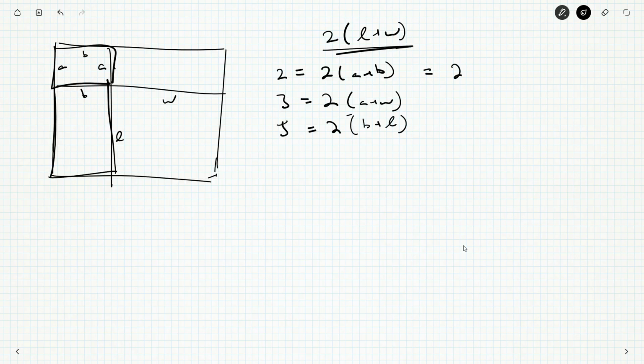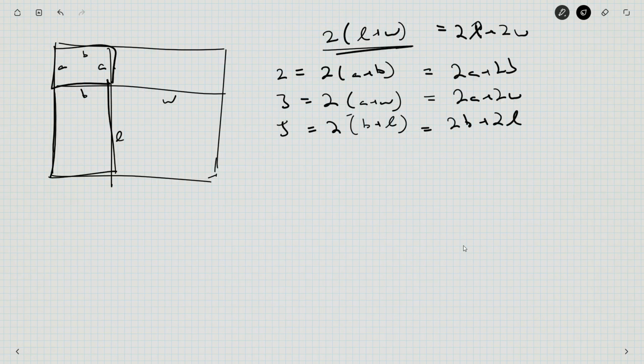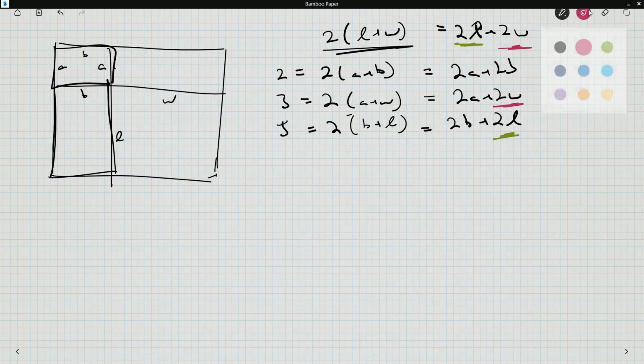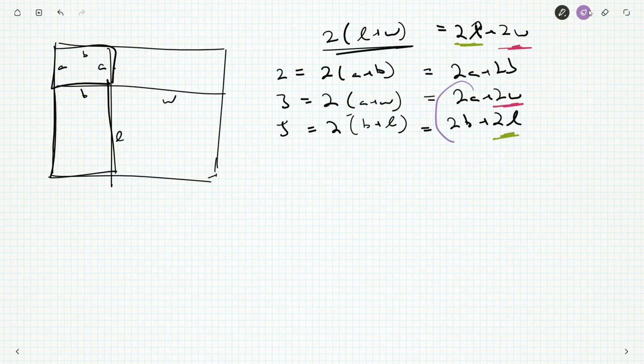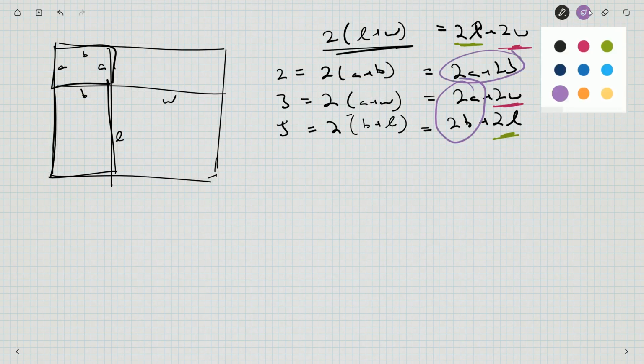So I've got 2 is 2A plus 2B. I've got 2A plus 2W. I need 2L plus 2W. I also know 2B plus 2L. Well, I've got 2L here and a 2L here. I've got a 2W here and a 2W here. But if I'm going to have this 2L and this 2W, then there's a 2A and a 2B that come along with it, but fortunately I know how to get rid of that.